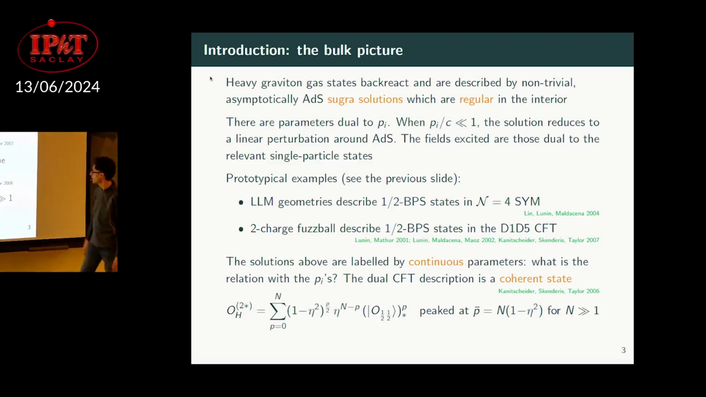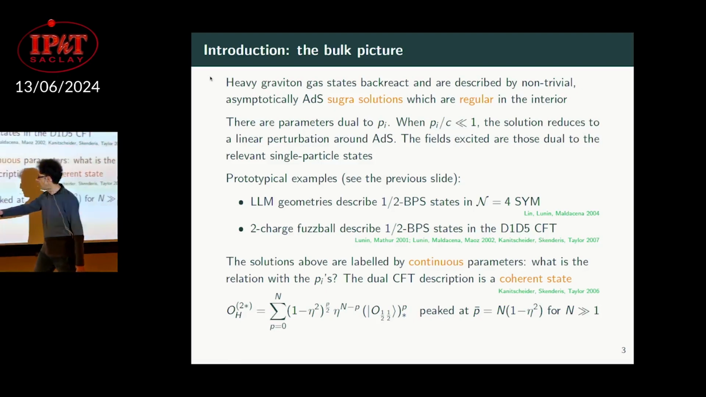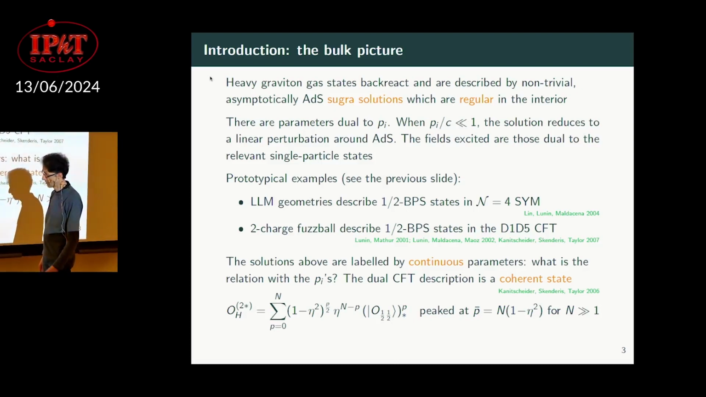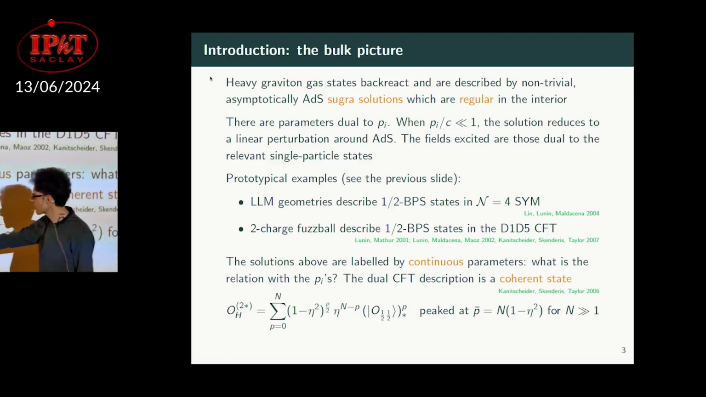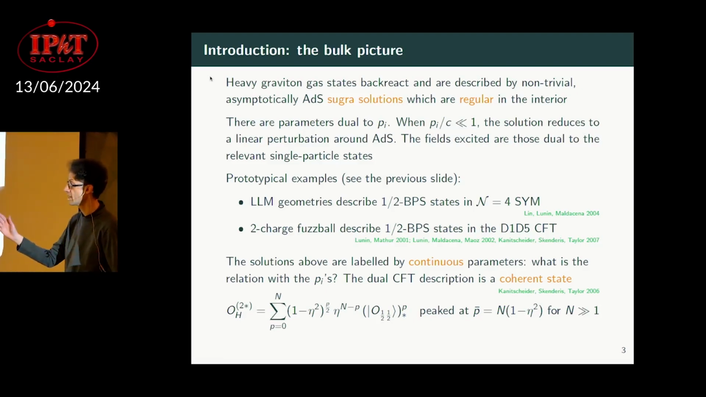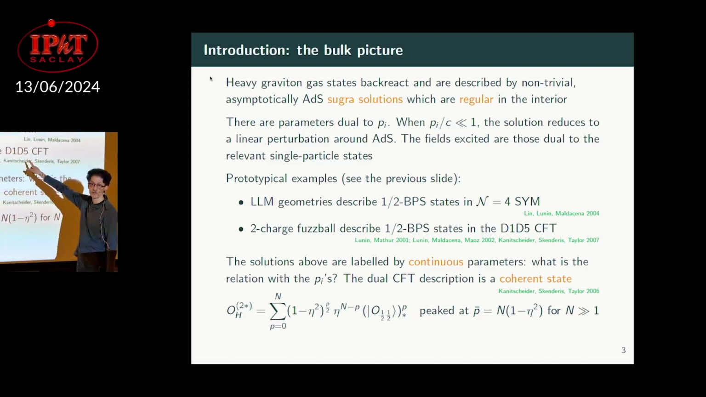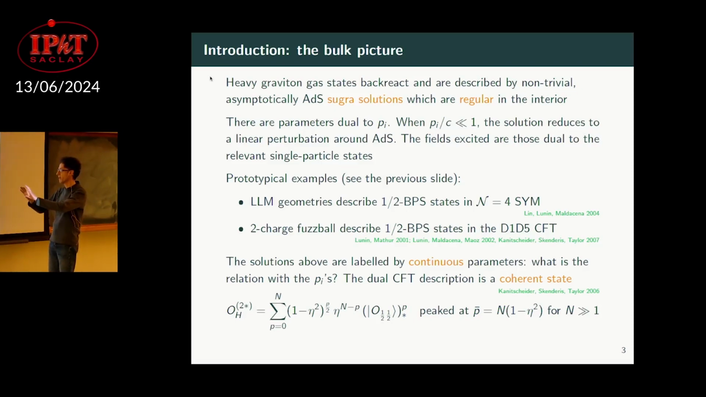And already by now, almost 20 years ago, Skenderis and collaborators proposed an explicit form for the D1-D5 state dual to these geometries. You see that this state has a parameter, eta, that is a continuous parameter. I can dial the eta between 0 and 1. And that continuous parameter is mapped into the curve defining this solution.